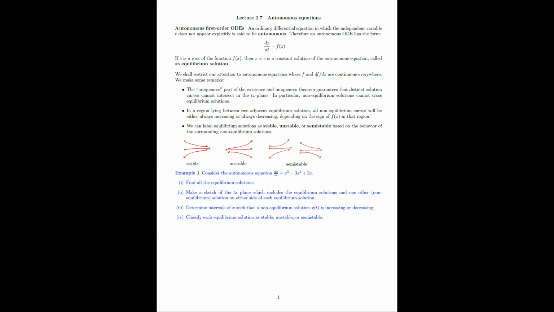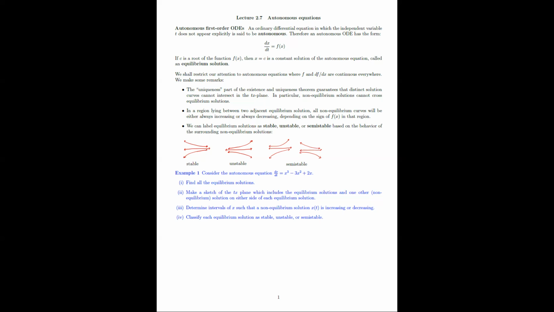Moreover, we label these equilibrium solutions as either stable, unstable, or semi-stable based on the behavior of the surrounding non-equilibrium solutions. We see in this first picture, our equilibrium solution there in the middle. If the non-equilibrium solutions on either side of that approach the equilibrium solution, then we say the equilibrium solution is stable. Why that terminology? Well, all solutions near that point converge towards that equilibrium point. So the equilibrium solution is said to be stable near that point.